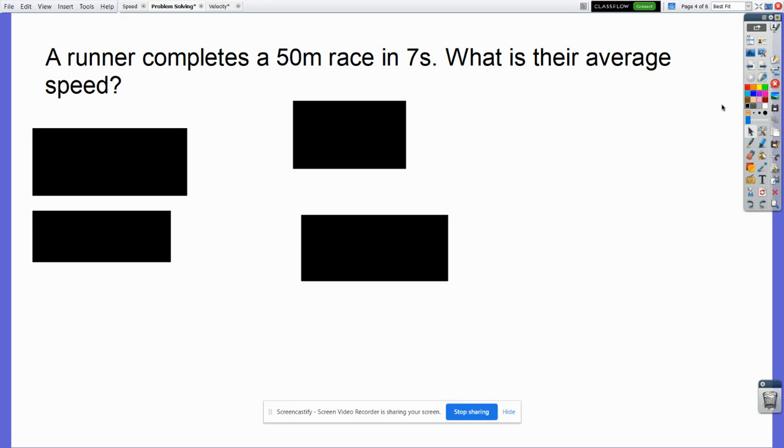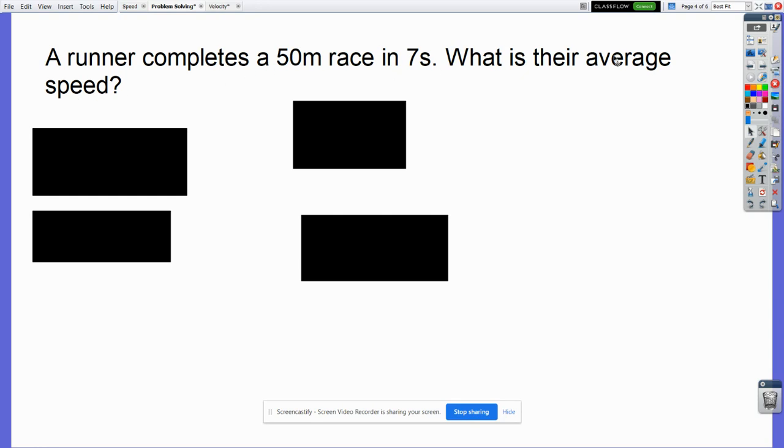problem-solving approach in action. I'm just going to use a very simple equation, one that you probably learned back in middle school at some point, the speed equation. A runner completes a 50-meter race in 7 seconds. What's their average speed? So again, the first thing I do is identify the numbers that I'm given in the question. There are two numbers I'm given here, the 50 meters and the 7 seconds.